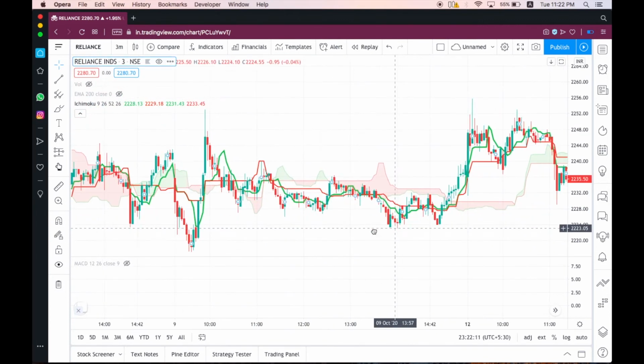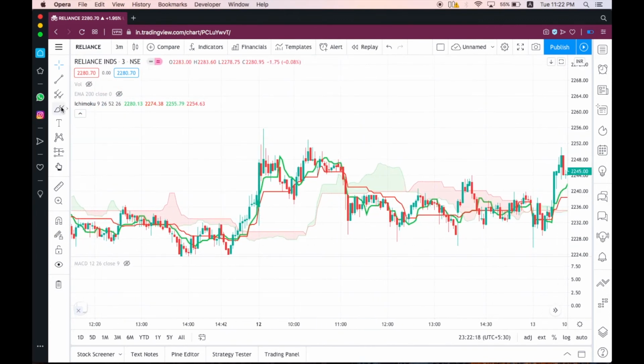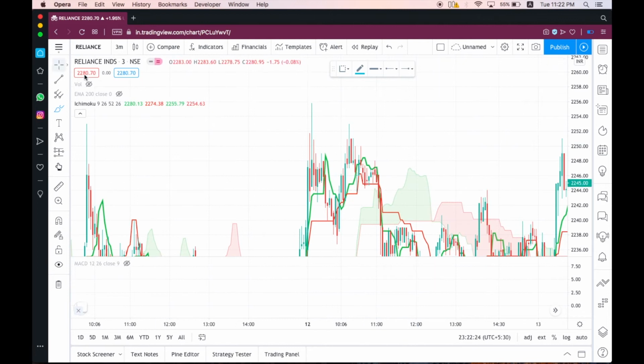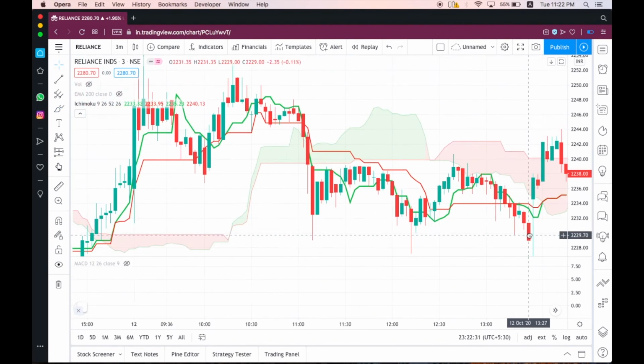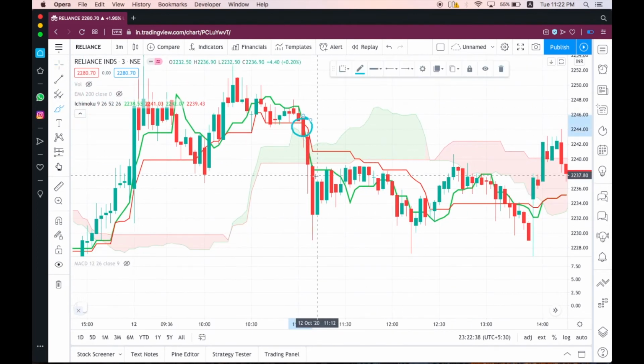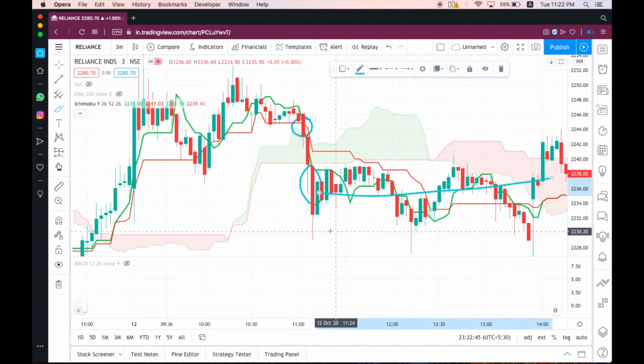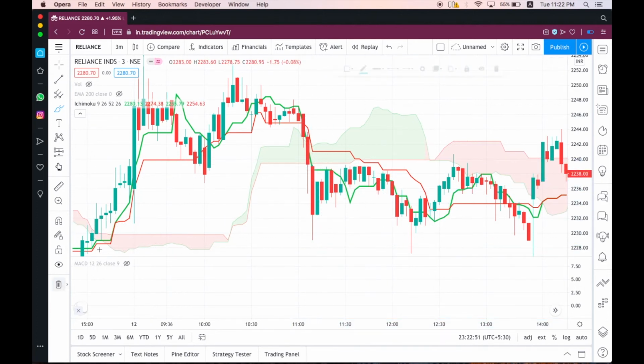Then what if the trend is not strong enough? That's why I asked you to add the 200 EMA indicator. When the price is going range-bound, it is mostly consolidating around the 200 EMA, waiting to break down or break out.